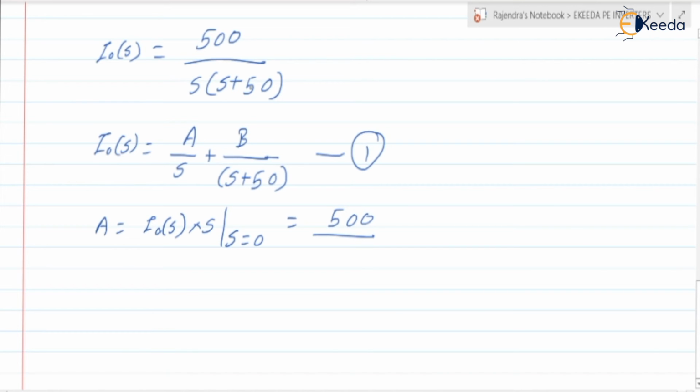I0 of S means this term 500 divided by S into S plus 50. Okay, if you multiply this term with S, so S will get cancelled. So it is equal to 500 by S plus 50, at S is equal to 0. So it is equal to 500 by 50. So it is 10.